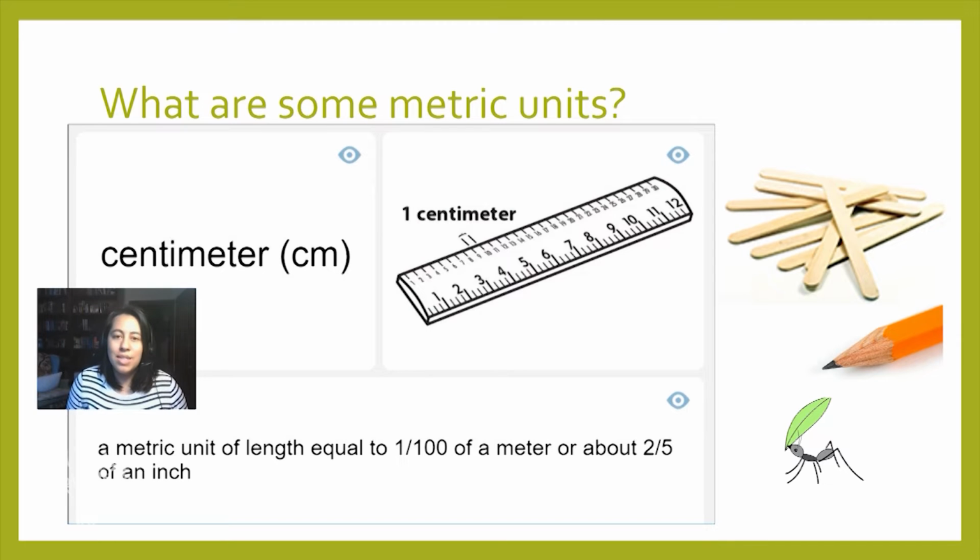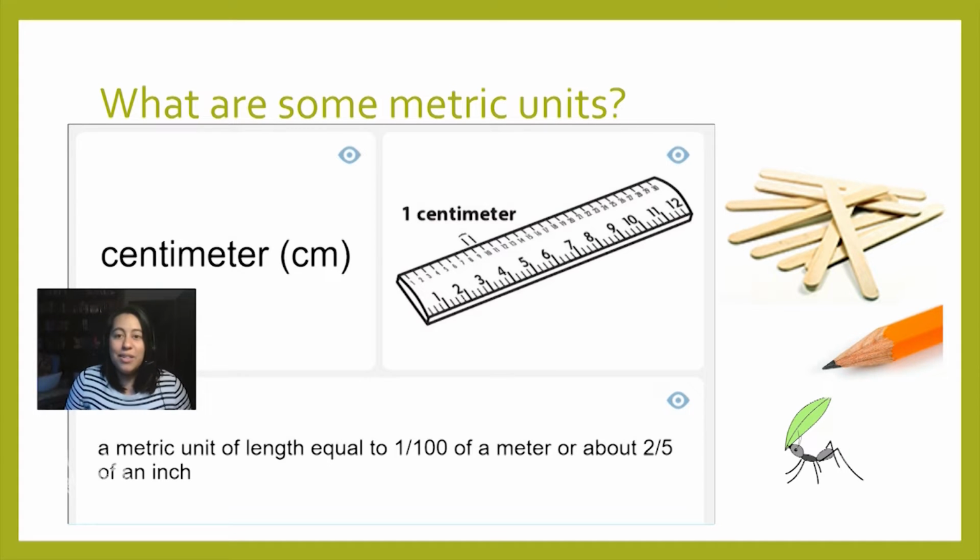So what are some of the metric units in the metric system, especially the ones we use to measure length? Let's talk about centimeters, which is the unit we're going to deal with most today. You can see on the screen the abbreviation for centimeter is cm, and there's a picture showing you what centimeters look like on one side of a ruler, and on this ruler there are inches on the other side, which is usually what we see in school. A centimeter is a metric unit of length equal to 1/100th of a meter, or about 2/5 of an inch. So centimeters are smaller than inches.